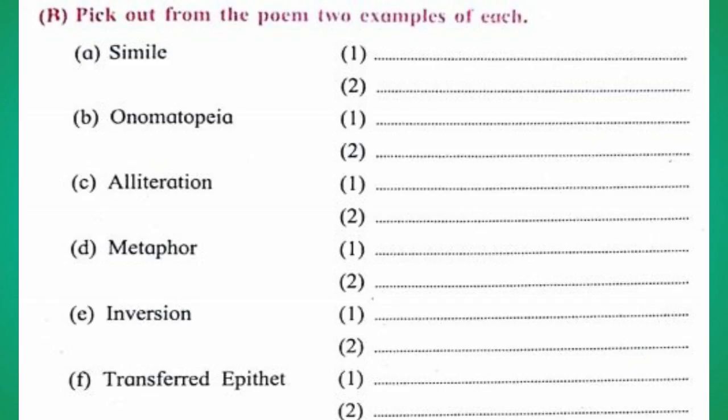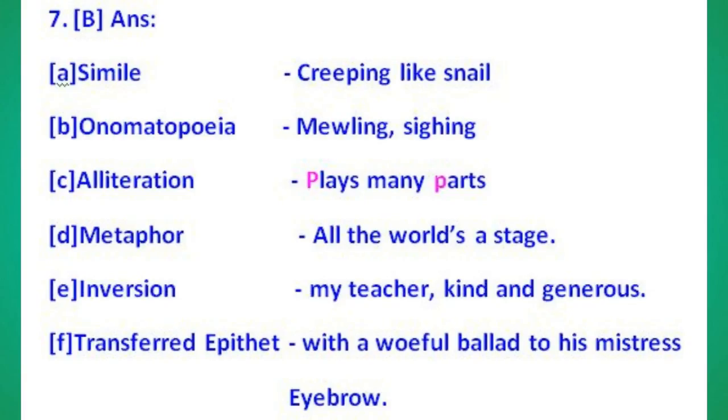Next question B. Pick out from the poem two examples of each. Simile, creeping like snail. Onomatopoeia, mewling, sighing. Alliteration, plays many parts. Metaphor, all the world is a stage. Inversion, my teacher, kind and generous. Transferred epithet, with the awful ballad to his mistress' eyebrow.